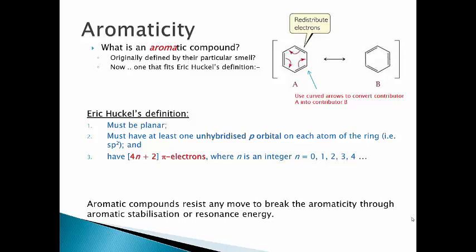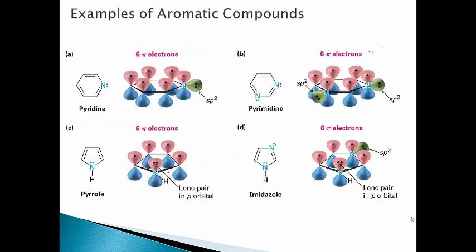Aromatic compounds are very stable. They do not like to react because they have these delocalized electrons within their structures. So let's look at some examples. So we've got pyridine, which is a very smelly compound. We've got pyrimidine, we've got pyrrole, and we've got imidazole. They're all aromatic compounds, and let's have a look at each of them and work out why they're aromatic.